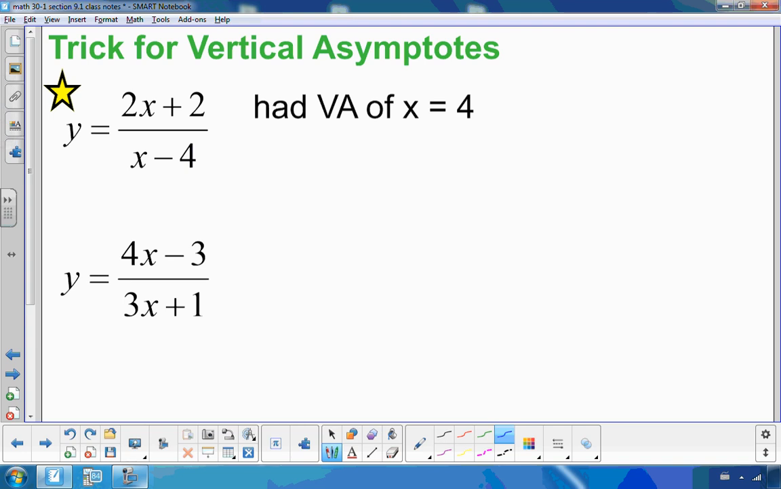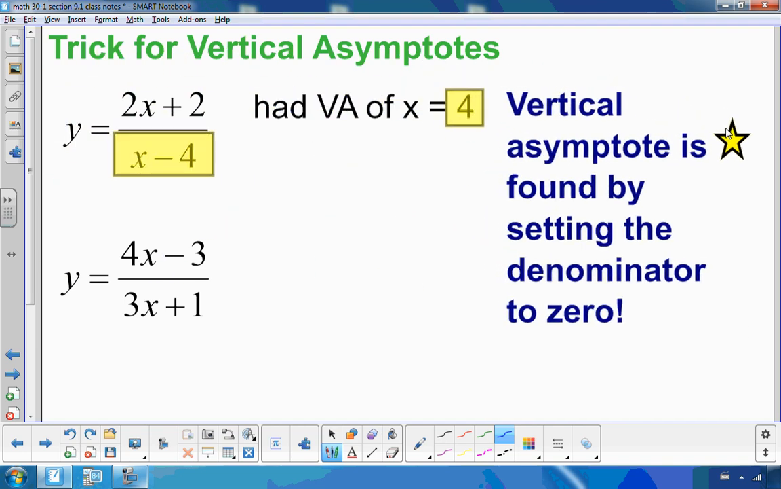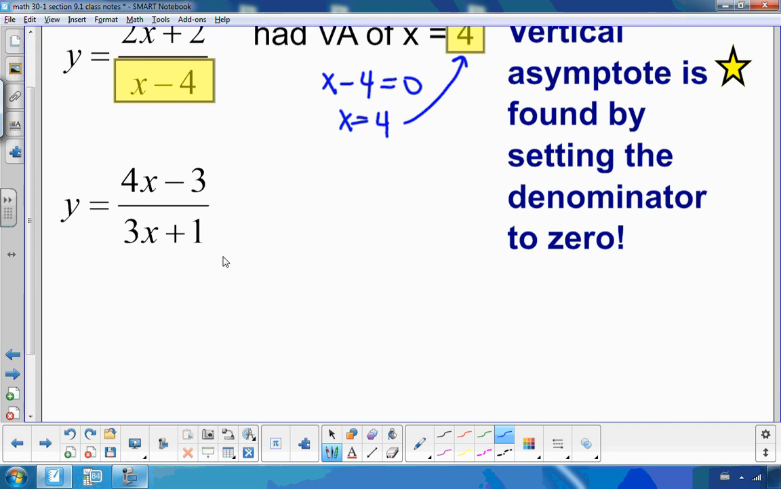Okay, let's look at the vertical asymptote. The vertical asymptote of the graph that we looked at was at 4. My trick for that is to look at the denominator. Vertical asymptotes are based on restrictions. You can't divide by 0. So if you have x minus 4 equal to 0, add 4 to both sides, you get your vertical asymptote of 4. Because they're based on restrictions, you always look at the denominator.